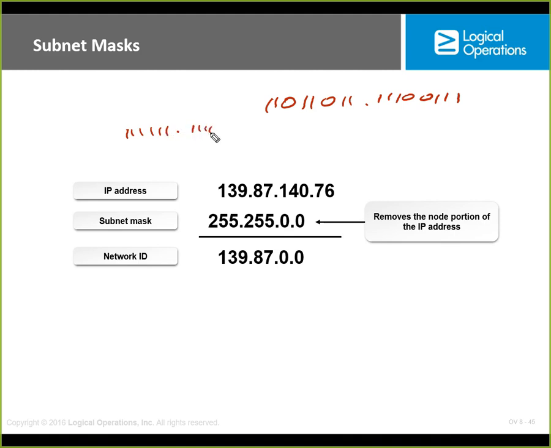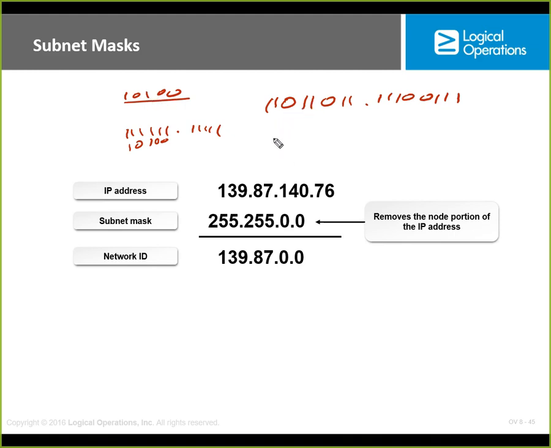So 255.255. When we AND in Boolean algebra, whatever the numbers are here, when we AND it with 1, it's going to be that number. So if we AND it, it'll be 1, 1 or 1, 0. This is the way the computer works. It's going to be the same number again.